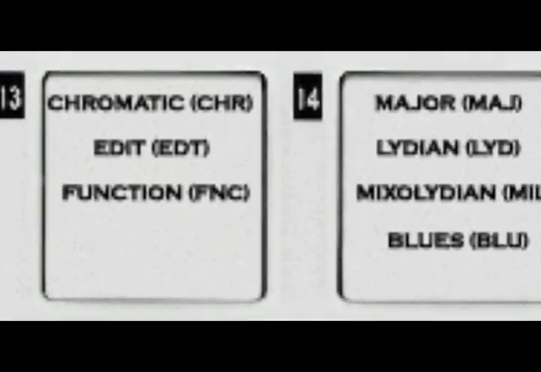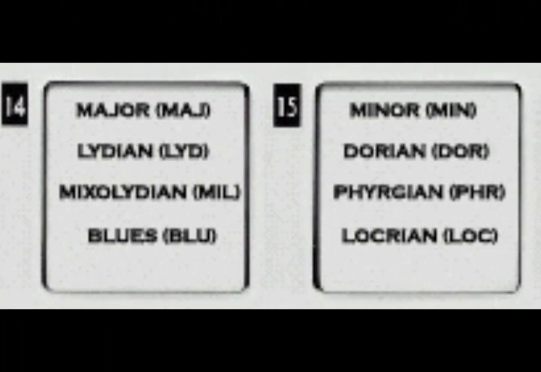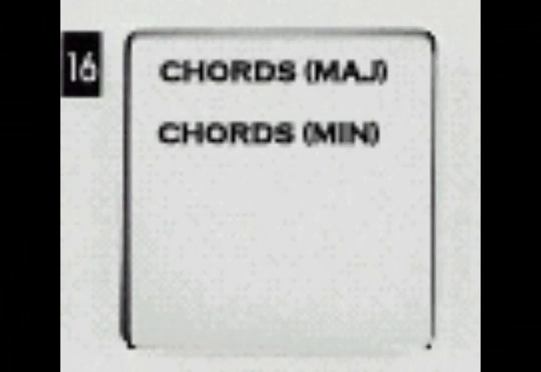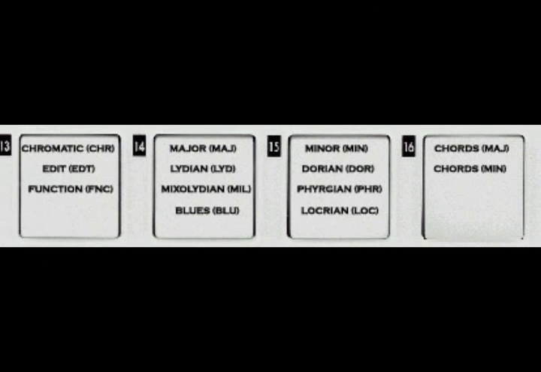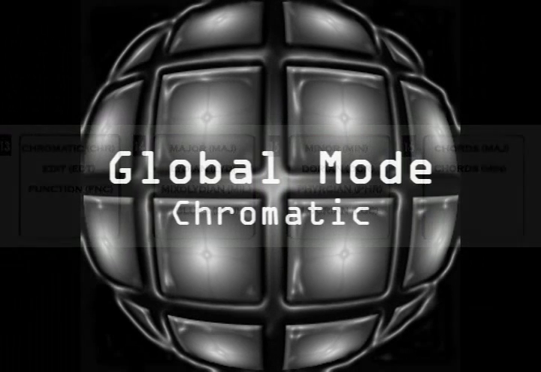There's 4 main pad modes: global, major modes, minor modes, and chord mode. Each one of those modes has several sub-modes, which we'll get into. And you can switch between these modes by holding down shift and using the bottom 4 pads, so pads 13 through 16. So we'll go through and talk about each one of those pad modes separately.